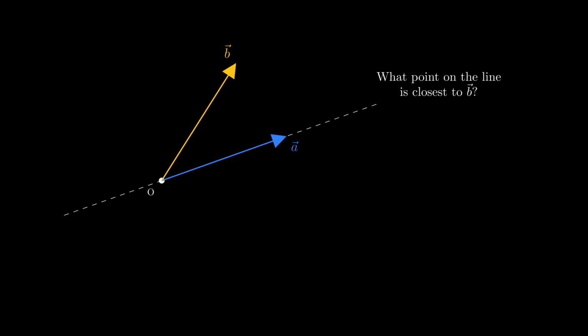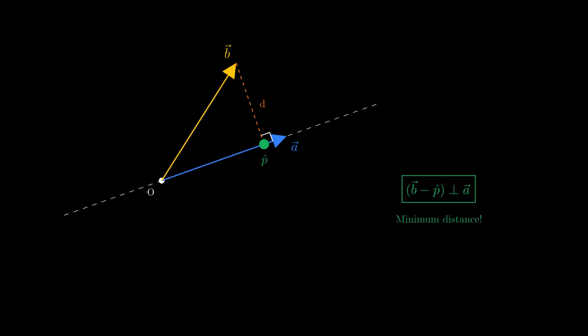Here's a vector B in space and a line through the origin along vector A. What point on this line sits closest to B? Let's slide a candidate point along the line. Too far, the distance grows. Too short, still not optimal. Right here, where the gap forms a perfect right angle with the line, the distance hits its minimum.